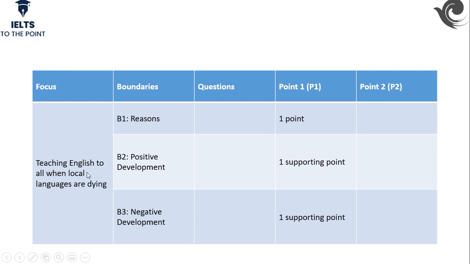Now we remember that we need to have one supporting point for each boundary. You remember that part? So you need to write just one reason over there. That is more than enough. Then B2 is positive development. Write just one supporting point. And B3 is negative development, right? Just one supporting point for it. We have got 3 points.